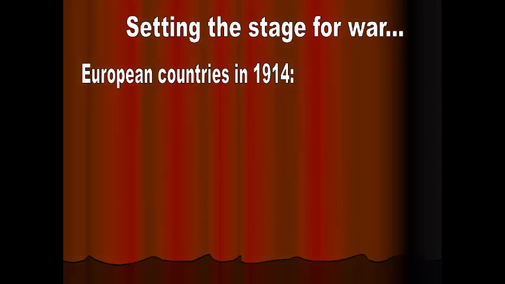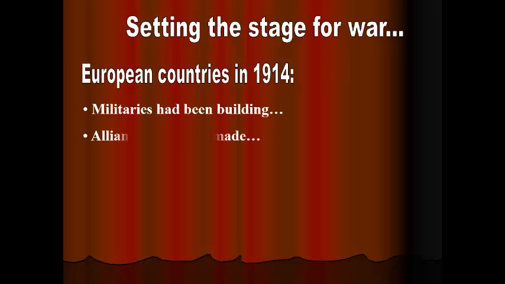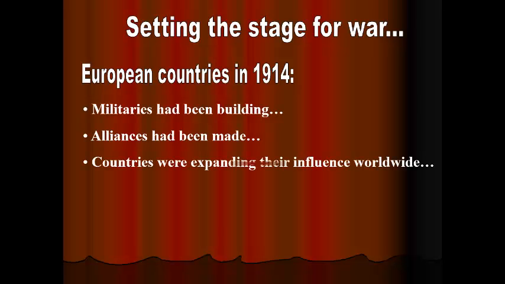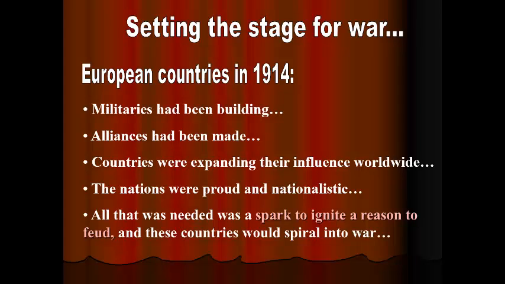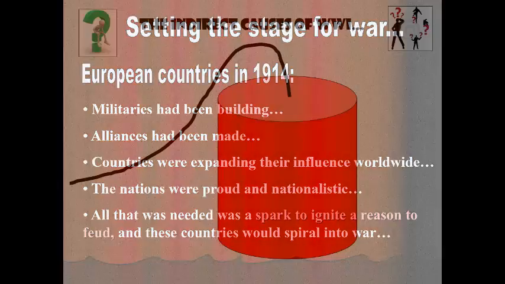Now, all of these factors help set the stage for war. European countries in 1914, their militaries are being built up, alliances have been made, countries were expanding their influence around the world, and these nations were very proud and nationalistic. But again, on its own, this is not enough to start a war. This is making countries more likely to go to war with each other, but we still need a spark, a reason for a war to break out, something to start snowballing and to spiral into war.